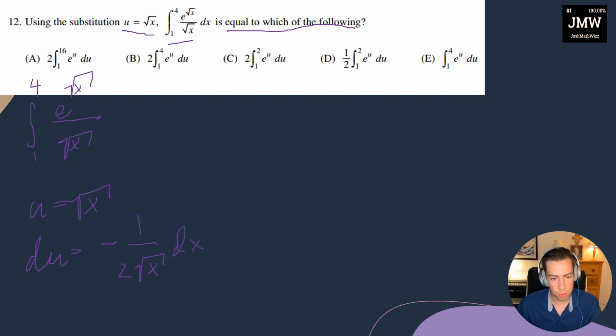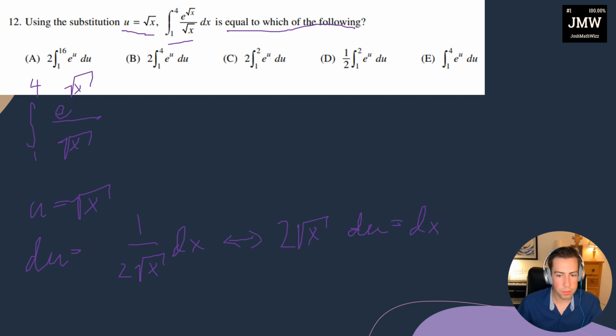dx. Now, I want to convert this so that it's on the other side, so I will have negative 2 square root of x du equals dx. And let me just make sure I didn't do anything wrong here. Oh yeah, I'm sorry, that shouldn't be negative. This should be positive. I must have missed something in my brain there. Anyway, it should be 2 square root of x.